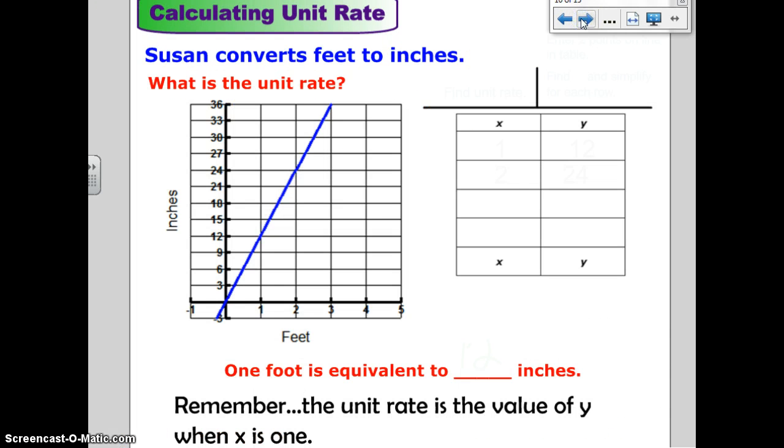When Susan converts feet to inches, we're asking for the unit rate. For this problem, we must find 2 points on the line to complete our table. So when x is 1, y is 12. 1 and 12 go in my first row. X is 2, y is 24.